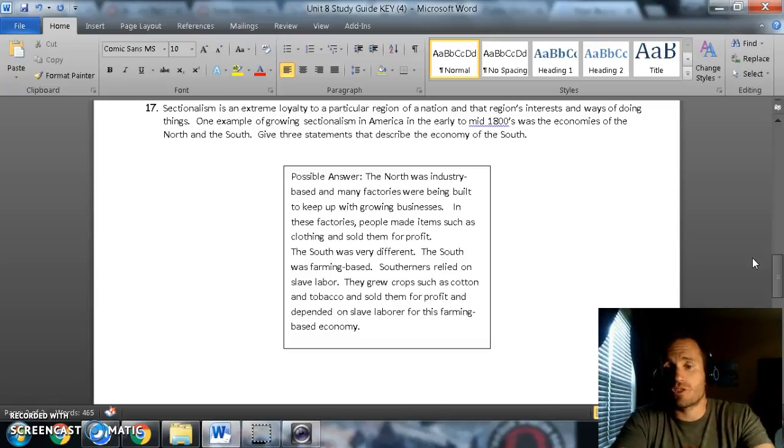They grew crops such as cotton and tobacco, and then they would in turn sell them for a profit. And a lot of the ways in which it worked, the natural resources that were grown in the South could be shipped to the North, and then in the North they would take those goods that were produced in the South and turn them into some type of product in their factories and then resell them.